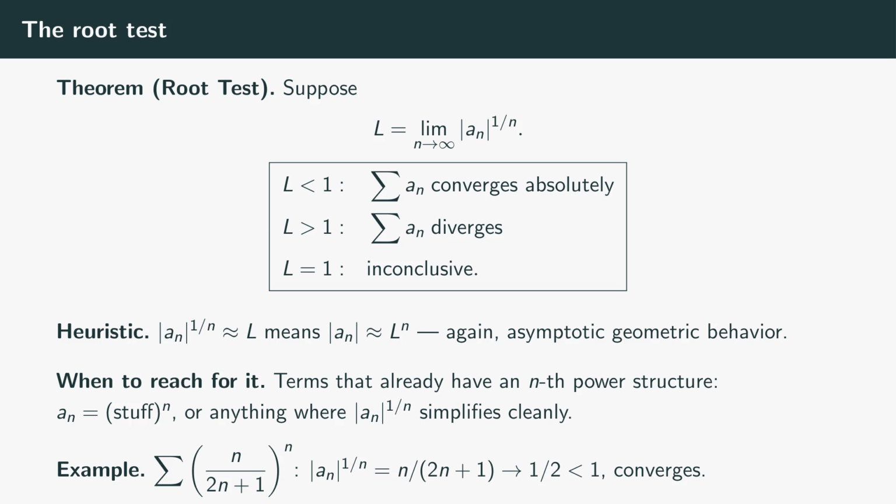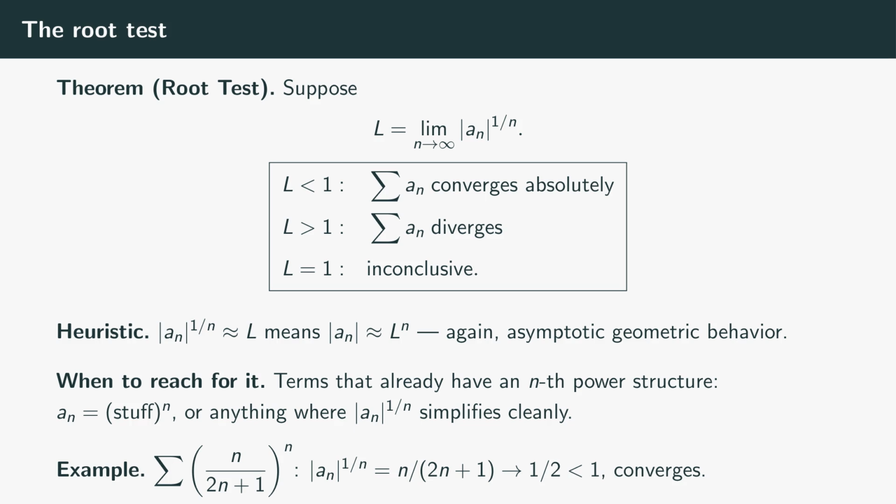When to use the root test instead of the ratio test? Reach for it when your terms have an nth power structure, like a_n equals stuff to the n. The root eats the outer power directly. Example, the sum of the quantity n over 2n plus 1, to the n. The nth root gives n over 2n plus 1, which approaches 1/2, less than 1.